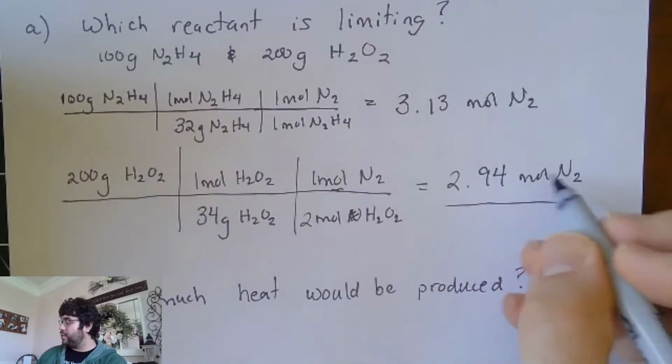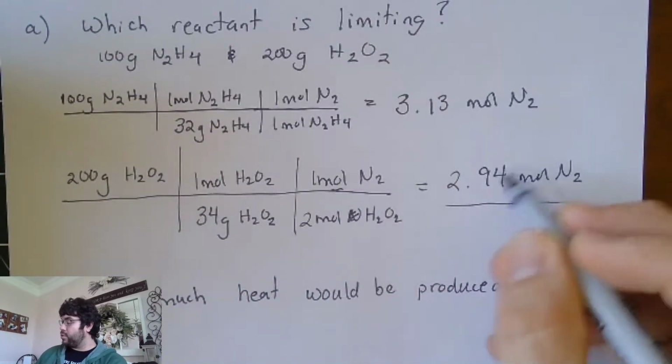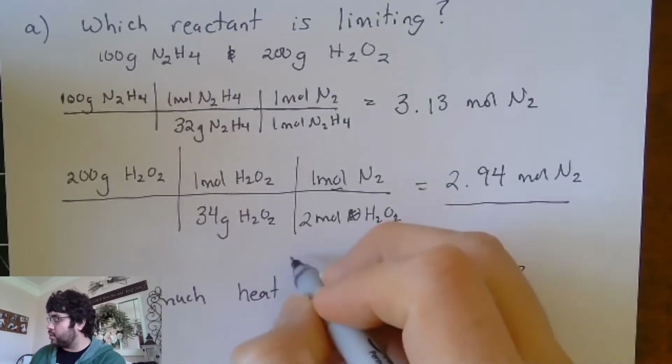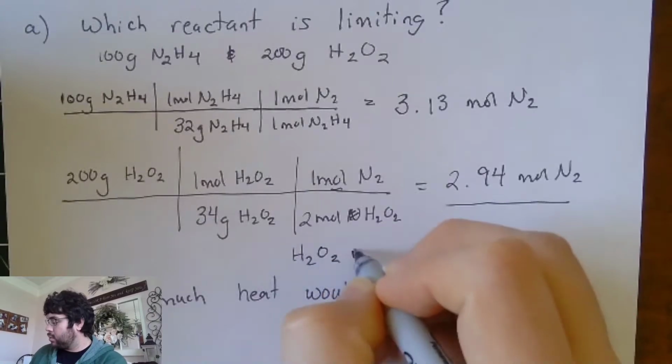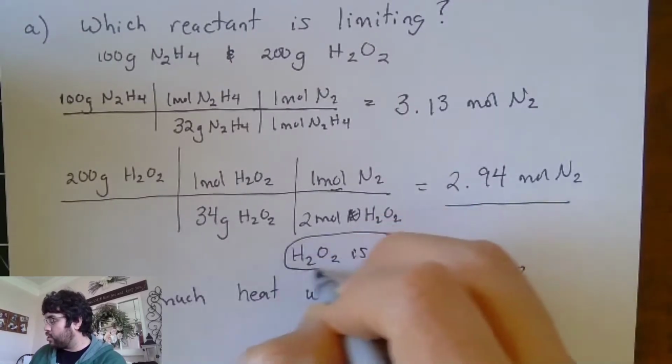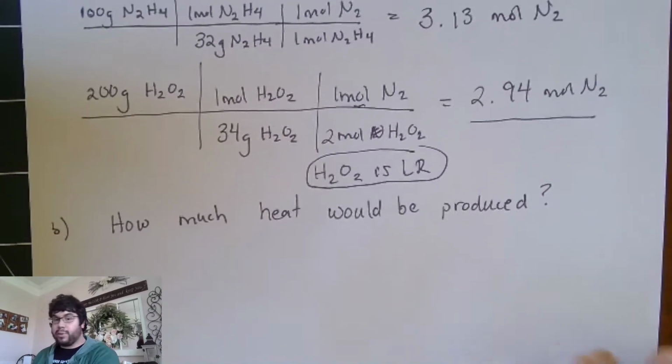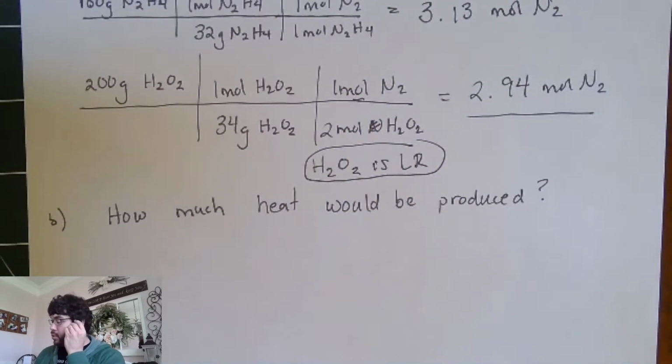In this case, the N2 that's produced is going to be less from the H2O2. H2O2 is the limiting reactant. So write that out. Okay. How do you justify it? You justify it with a calculation. And then last question here, how much heat would be produced?